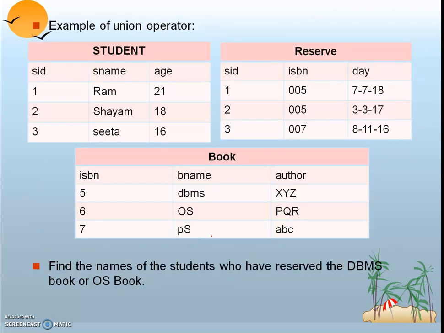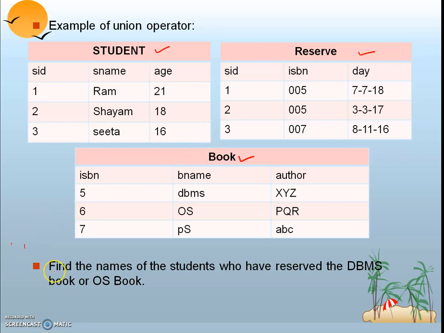So here is the example that I have provided. I have three tables over here: one is the student table, the reserve table, and the book table. Try to understand this example thoroughly so that you can apply all the other operators on the same example with ease. Okay, so what is the question about?